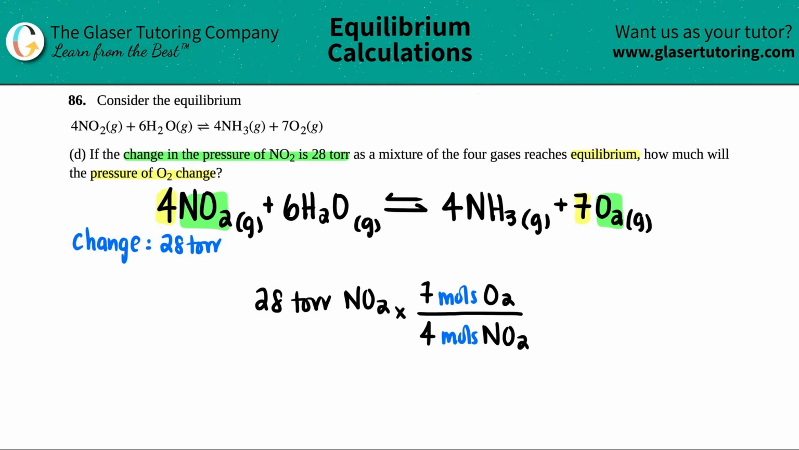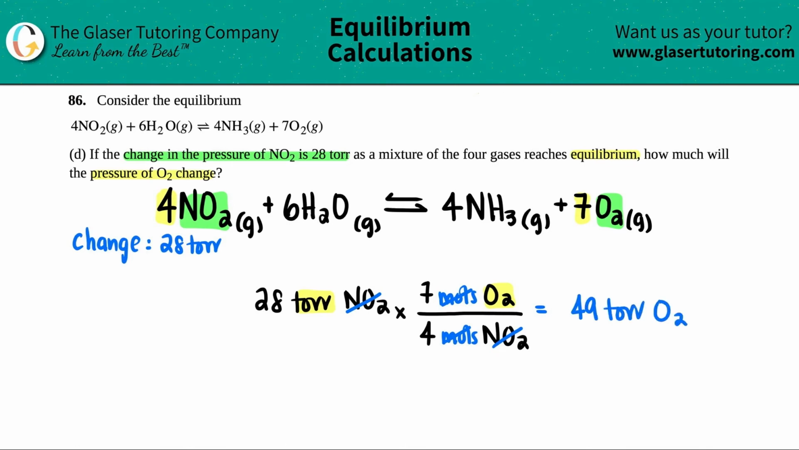Okay, so now, basically, we can just times it, right? The torr of NO2 is going to cancel out with the NO2. The O2 stands, right? And the unit moles are going to get canceled. So now you're just left with torr of O2. So let's see, 28 times 7 divided by 4 is 49.